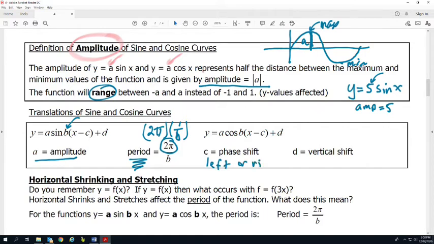And then a phase shift, so this is whenever you go left or right. We call it a phase shift when we're doing sine and cosine. That's from the C value. The D value is a vertical shift, so that's when you go up or down. So very similar to what you've done with every other transformation for other functions. All right, let's do some examples.